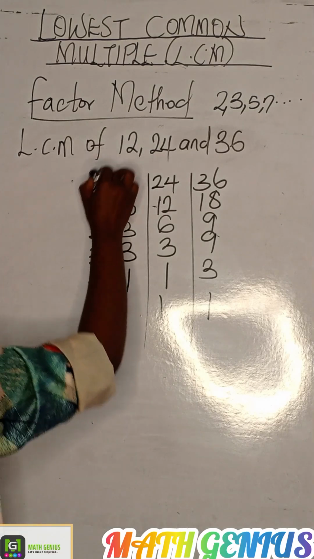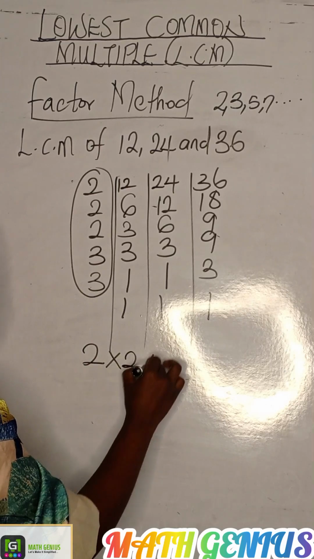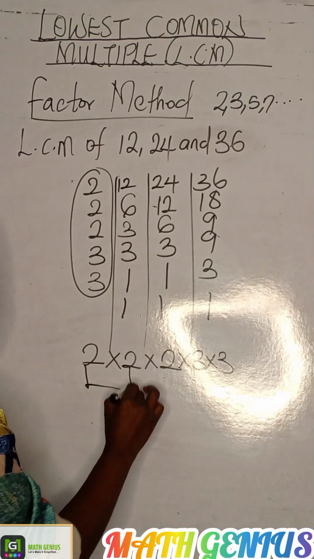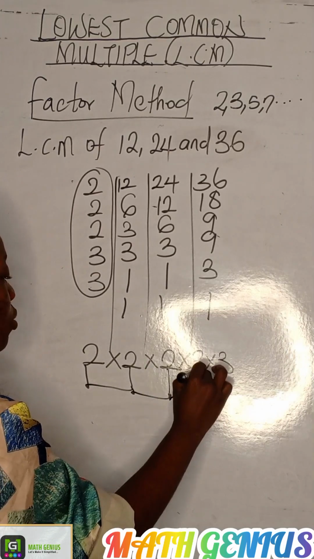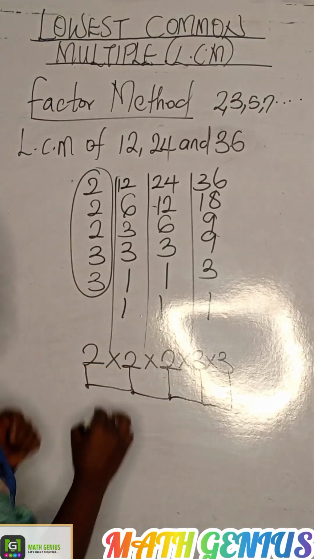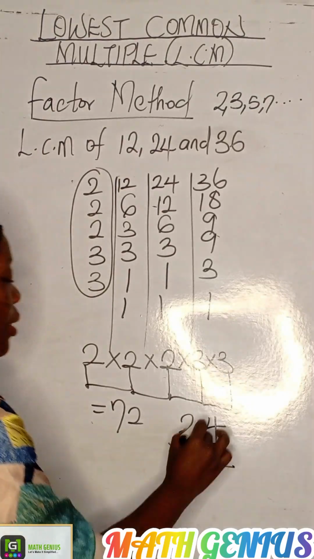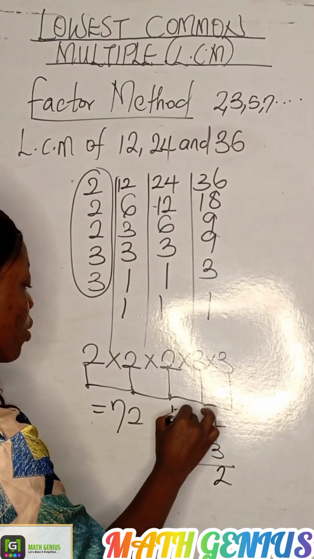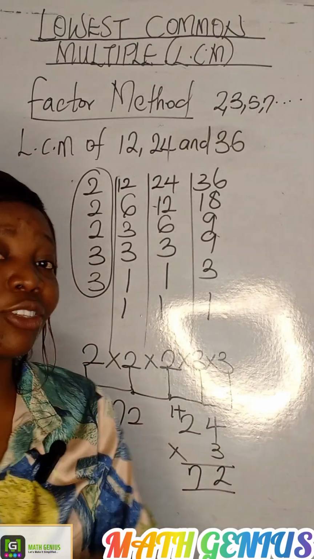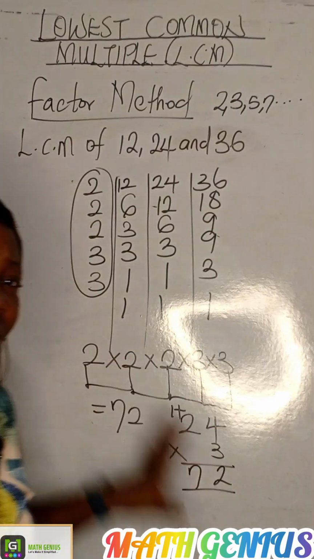So what next to do now is to multiply the factors. 2 times 2 times 2 times 3 times 3. 2 times 2, 4. 4 times 2, 8. 8 times 3, 24. 24 times 3, 72. This is what I mean. 24 times 3. 3 times 4, 12. Carry 1. 3 times 2, 6 plus that, 72. So I would like to draw the curtain here. You just do it to look through. It's not a difficult one at all.